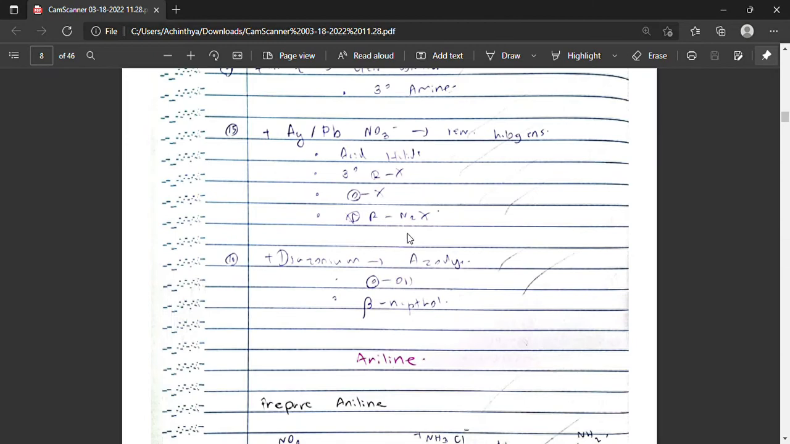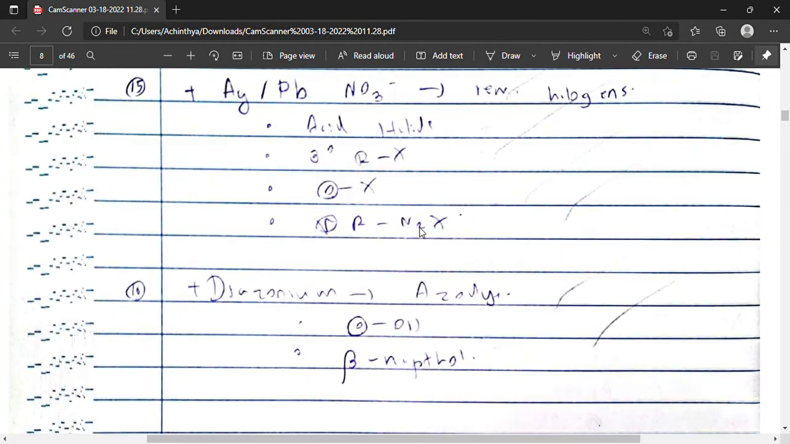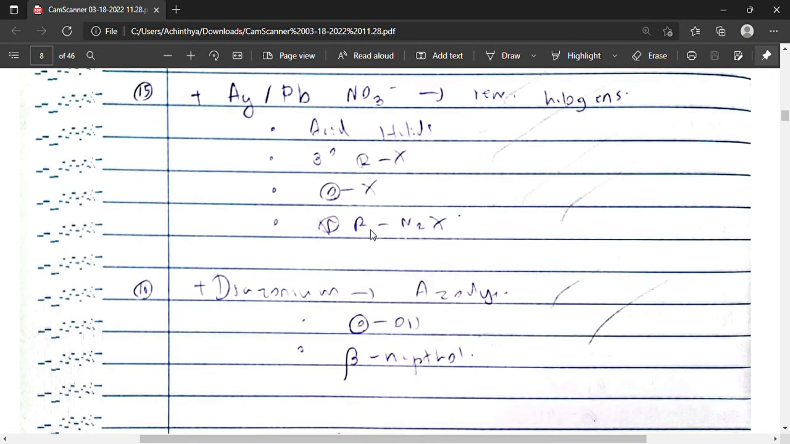Okay, this is a diazonium salt. All right, a diazonium salt reacts with silver and lead to form the lead and silver halides.